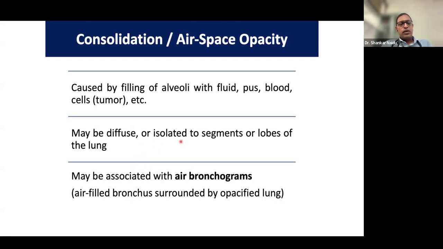So this distribution depends sometimes on the organism and also sometimes on the duration at which you are going to assess the patient. And the most characteristic finding in consolidation is the presence of air bronchograms. So basically you will be able to delineate the air-filled bronchus surrounded by the opacified alveolar spaces.